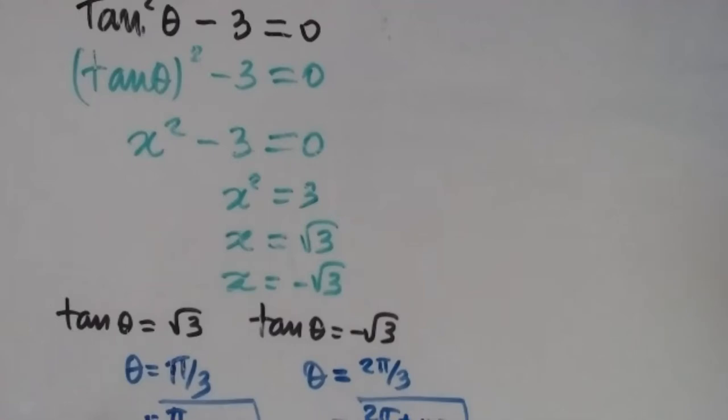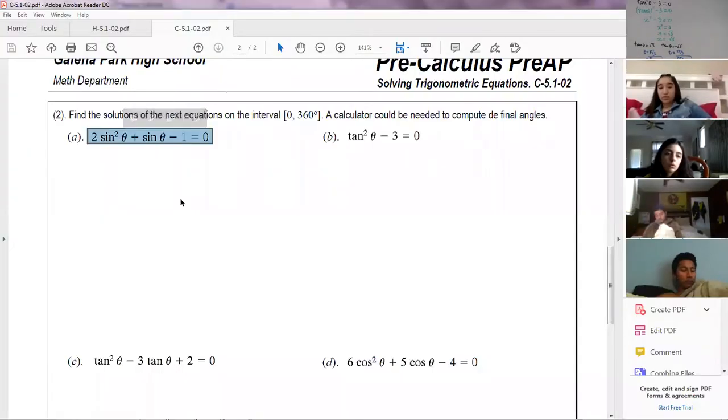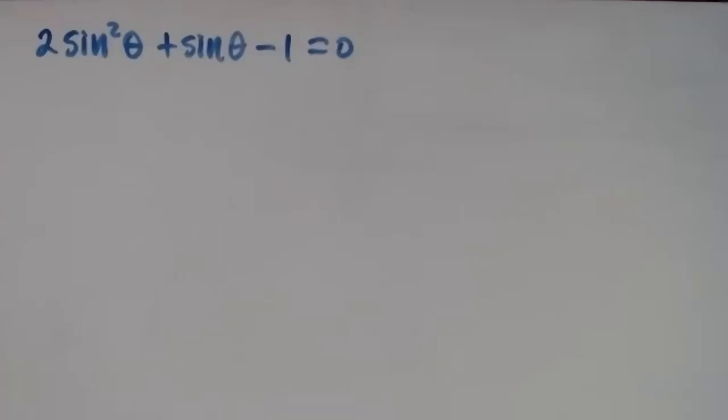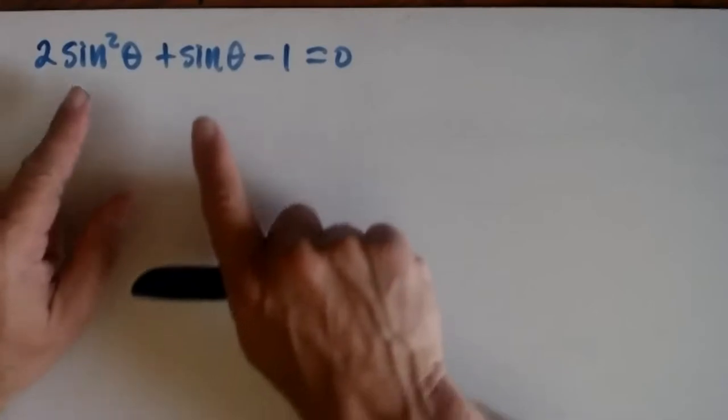That is the same, easy. I'm going to do now this one. This is, oh my God. 2 sine squared of theta plus sine theta minus 1 equals 0. Okay. Let's just stop sharing. That's my equation. Okay. I read my equation.